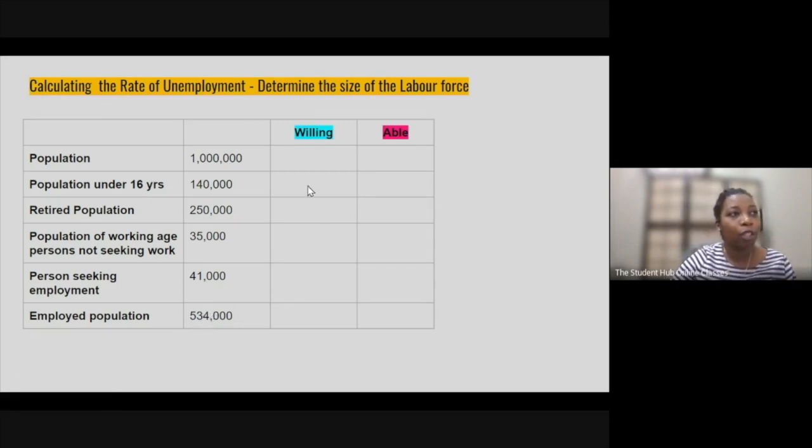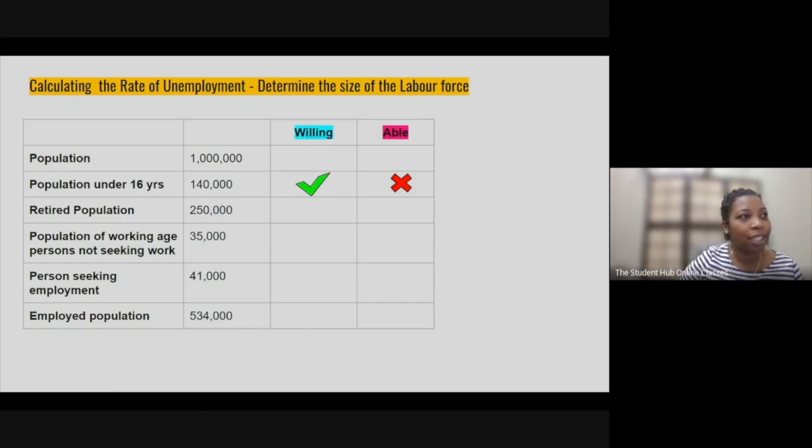So let's use this willing and able checklist to determine who is really making up the labor force. Let's say the population under 16 years. Are they able to work? What do you think? No, right? We already ascertained that it's not legal for them to work. So we would put an X there because it's illegal for them to get jobs and be paid a salary. They don't qualify to be part of the labor force because they are under 16.